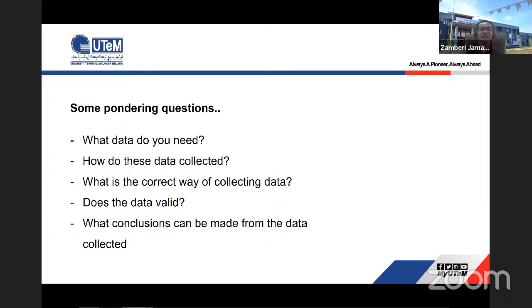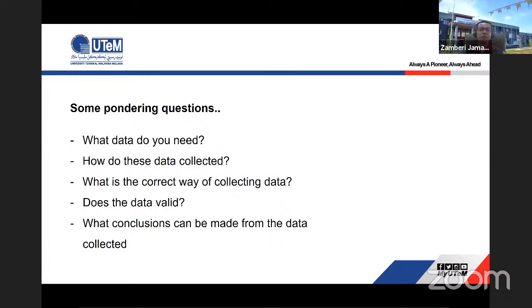The next question would be, how are these data collected? That's something we also need to design very carefully. What are the constraints that could be there in the way we collect those data? And what is the correct way of collecting data? Data can be collected in many ways, and again, we want to ensure it is collected the right way. So a lot of scrutiny will be done on these particular methods. Are the data valid? Are the data reliable? And can the data be accepted?